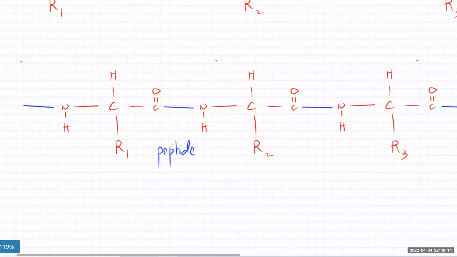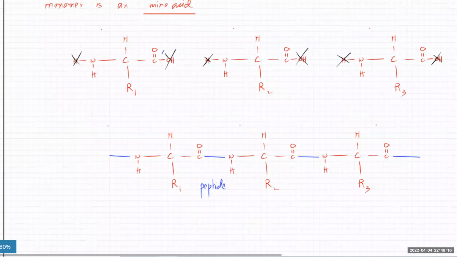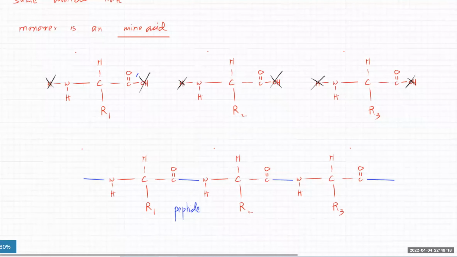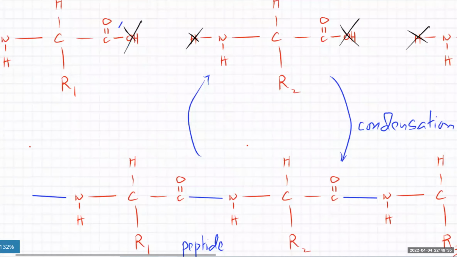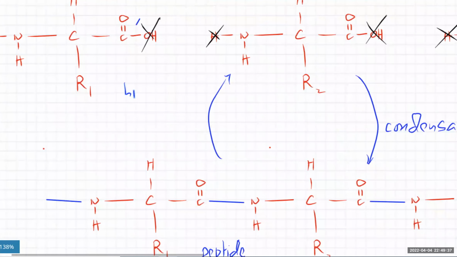And the reverse, hydrolysis, can happen. This side is basically condensation, and the reverse is hydrolysis. You can break a protein by simply heating with dilute acid.